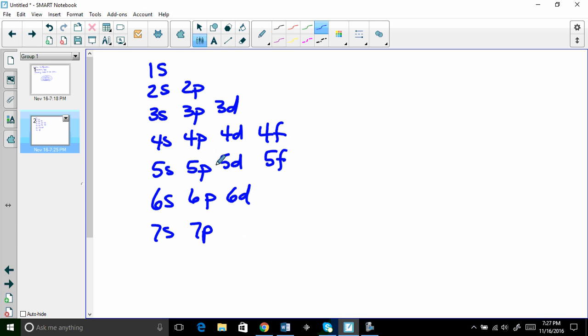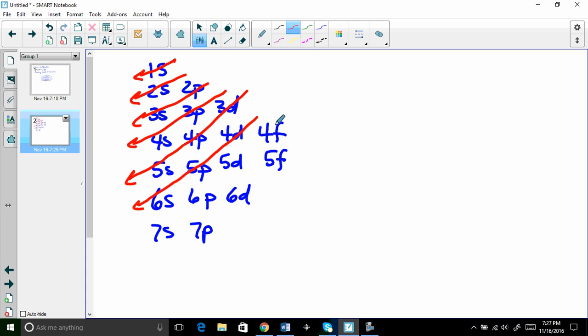Okay, so here's the diagonal rule. This is very weird. I'm going to switch colors. The 1s orbital fills first. When you get to the end of an arrowhead, you jump up. Then 2s, then 2p and 3s, then 3p and 4s, then 3d, 4p, 5s, then 4d, 5p, 6s, then 4f, 5d, 6p, 7s, and then 4f, 6p, 5p. And this is what you got to know.